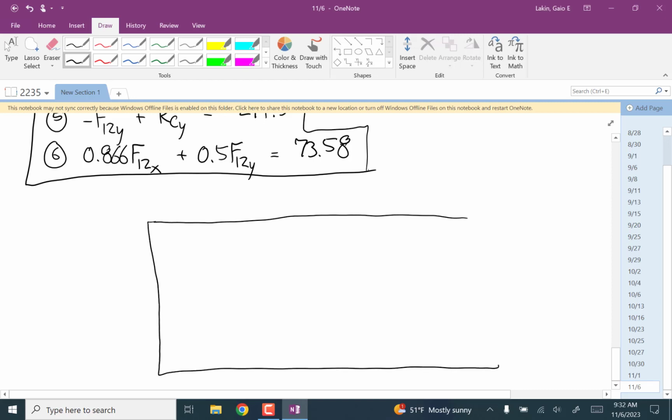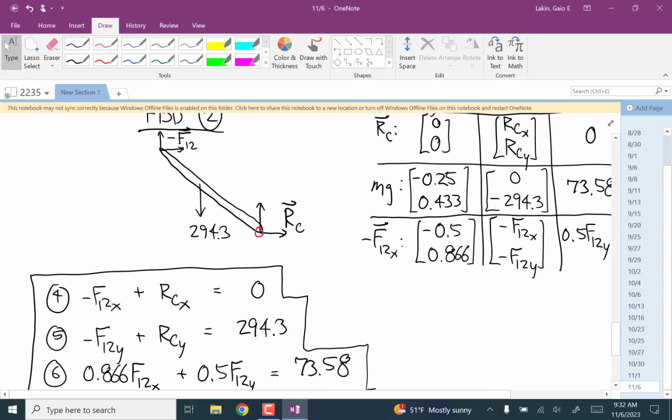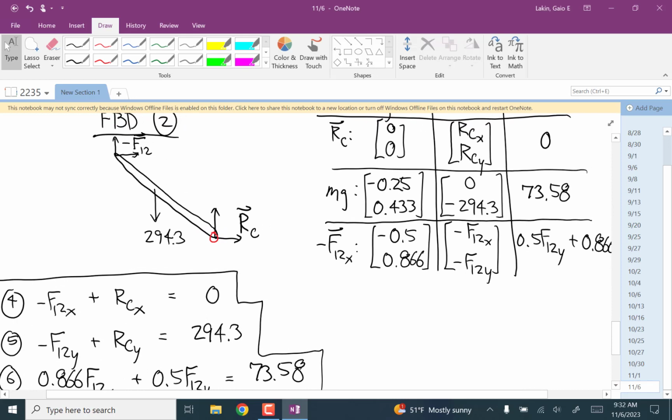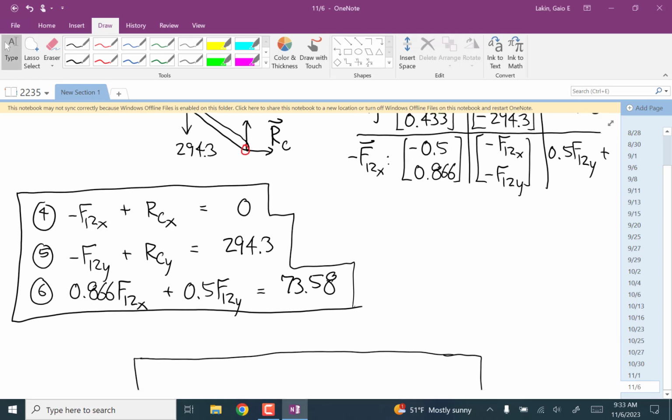For the rotational Newton's second law, should that be negative 73.58? I think it should be positive. Oh, that is counterclockwise. Oh, I got you. Yes.